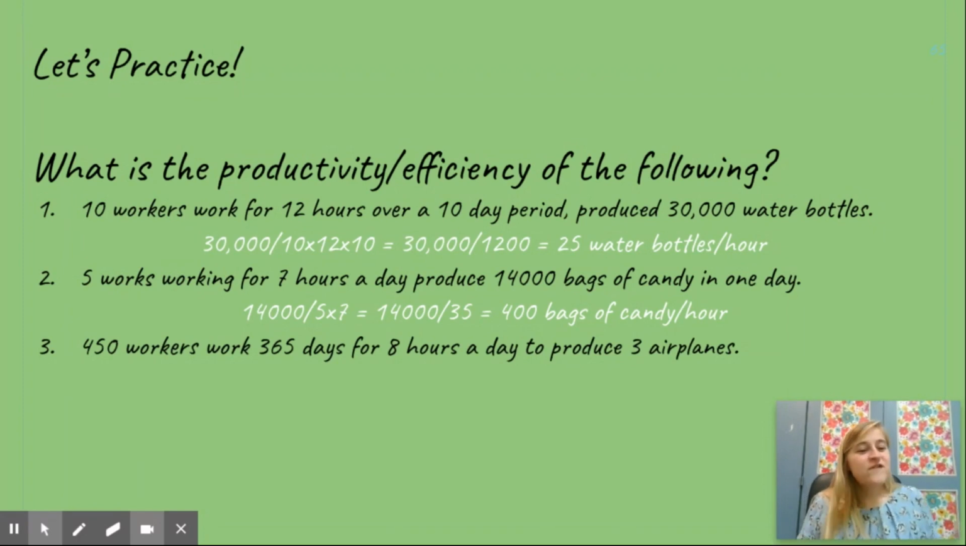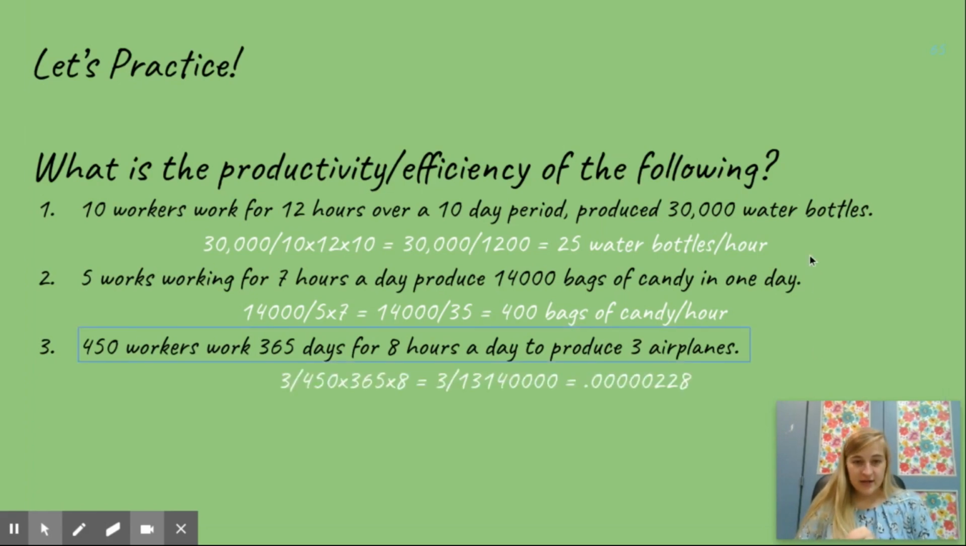So 450 workers. That's a lot. Working 365 days a year. Real crappy job. For 8 hours a day. And what are they producing? 3 airplanes. Airplanes are hard to produce, guys. Big things, okay? Now, this is a little bit unrealistic, but still, I'm showing you that sometimes we need to calculate how much effort did we put into this one giant thing that took us forever to do, okay? So, let's take a look at it.